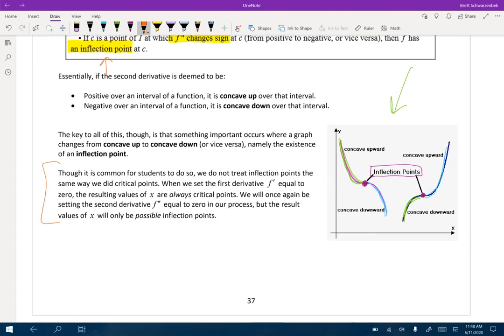But I do want to mention one thing. It says, though it is common for students to do so, we do not treat inflection points the same way we do critical points. When we set the first derivative equal to 0, the resulting values are always critical points. We will once again be setting the second derivative equal to 0 in our process, but the resulting values of x are only possible inflection points. Possible. So this is a designation that is different, but it's important that you get that whole concept.